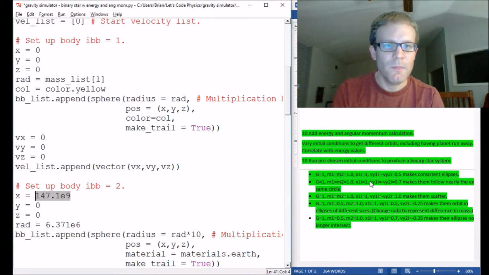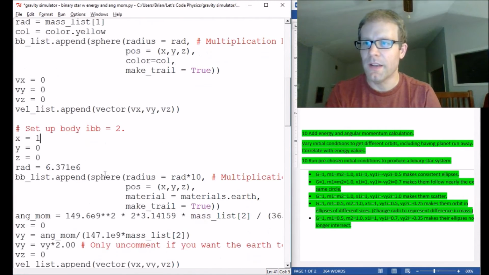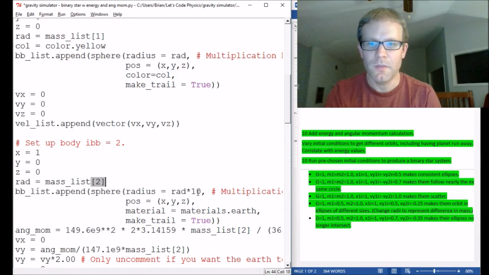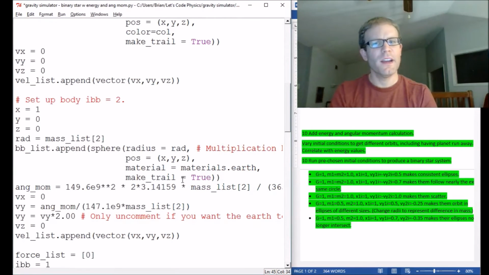So my initial condition, let's leave 1 at the center and at rest. Let's put number 2 at 1, and give it a radius also equal to the mass, again just to make it proportional. We'll get rid of this times 10. I think that'll work out.